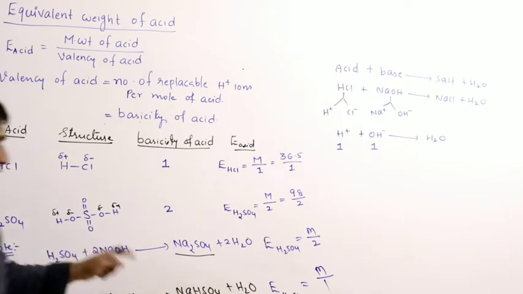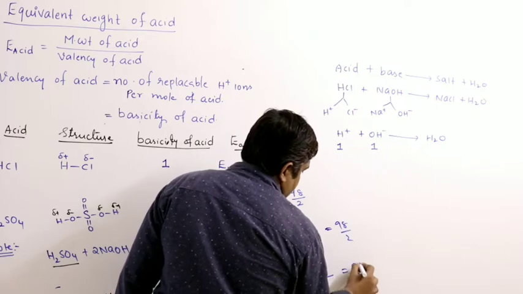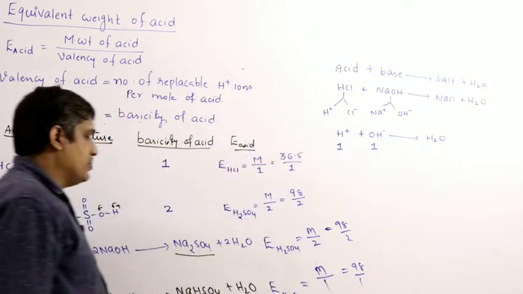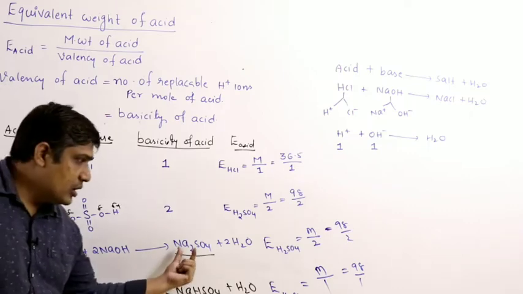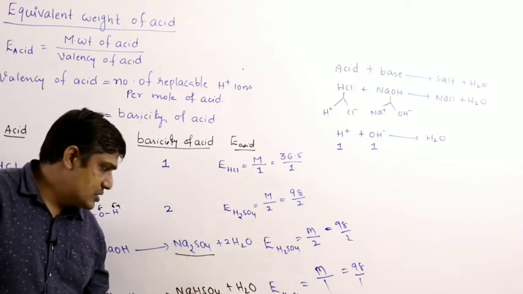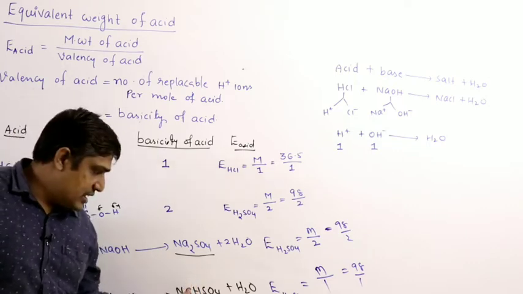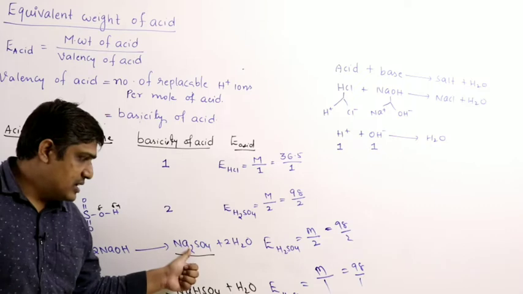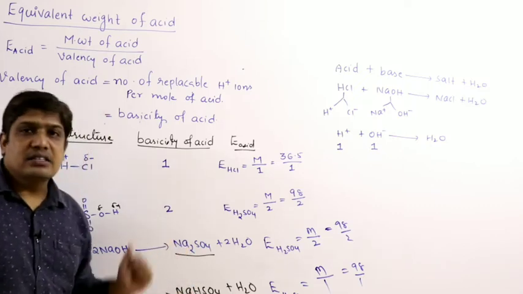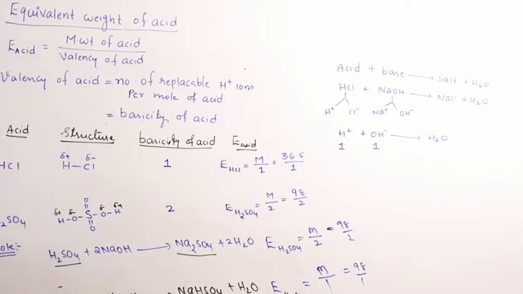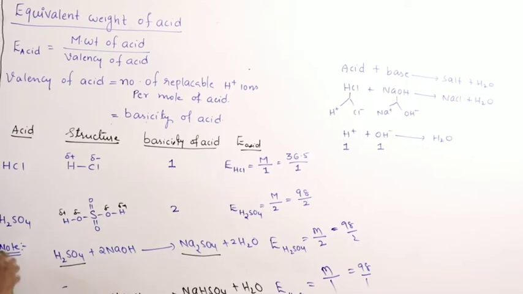So in this case it is 98 by 2. In this case it remains as 98 by 1, because it still contains one acidic hydrogen. So this is called a normal or neutral salt. This is called an acidic salt, a salt which contains acidic hydrogen. Still there is one acidic hydrogen. So let us study some more examples.